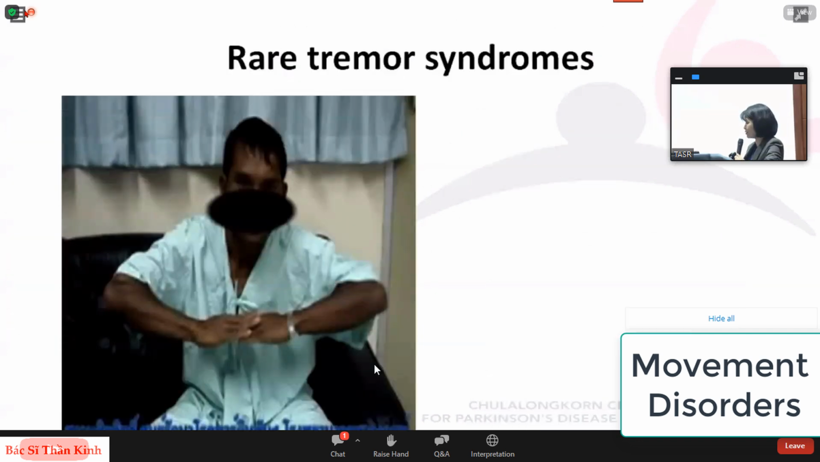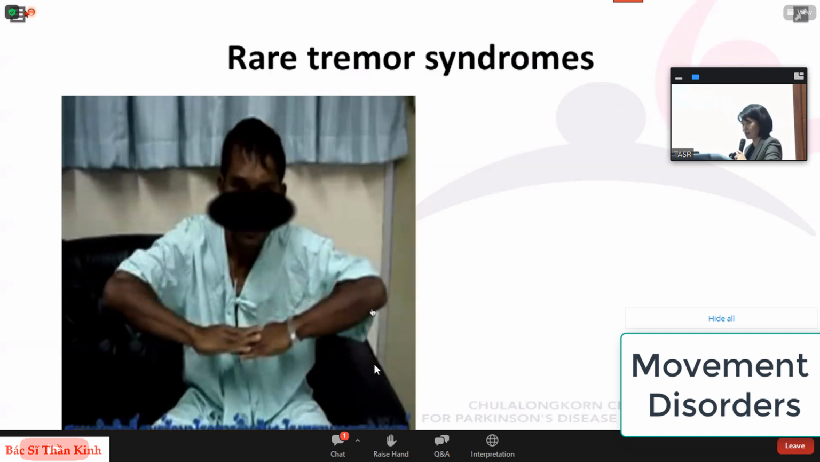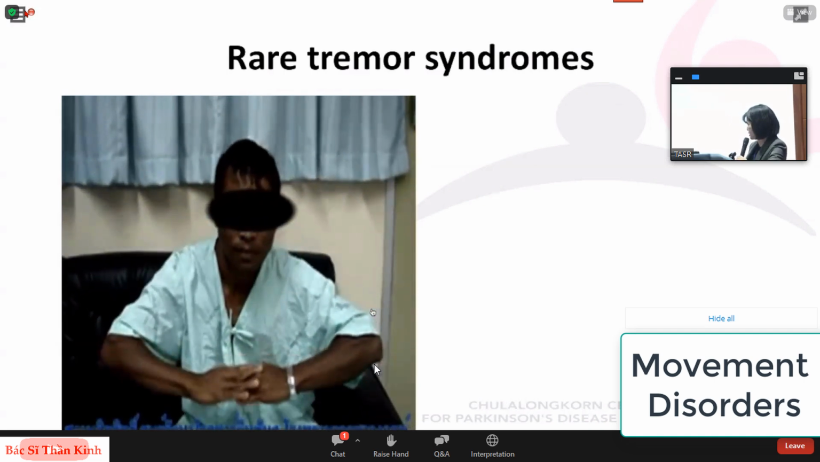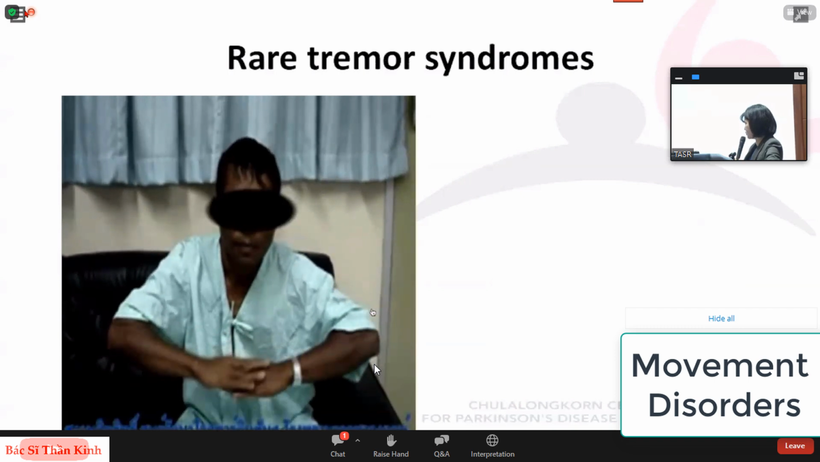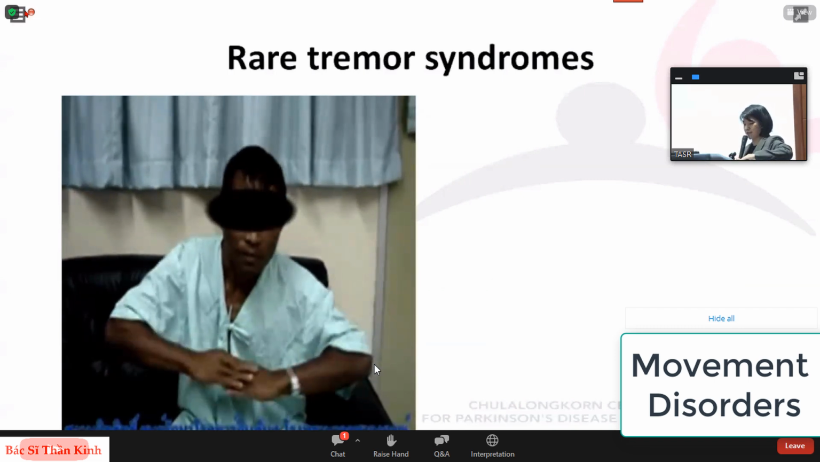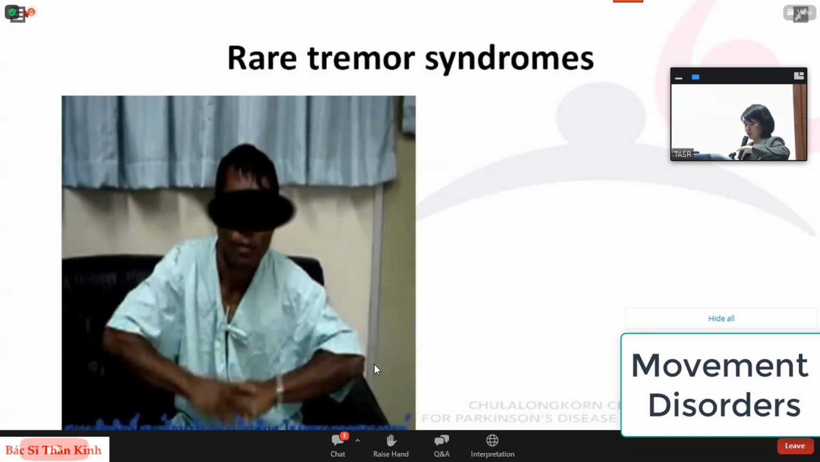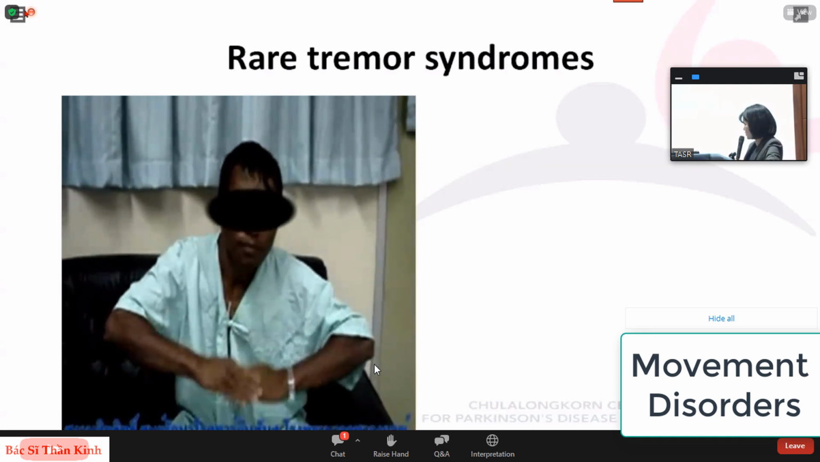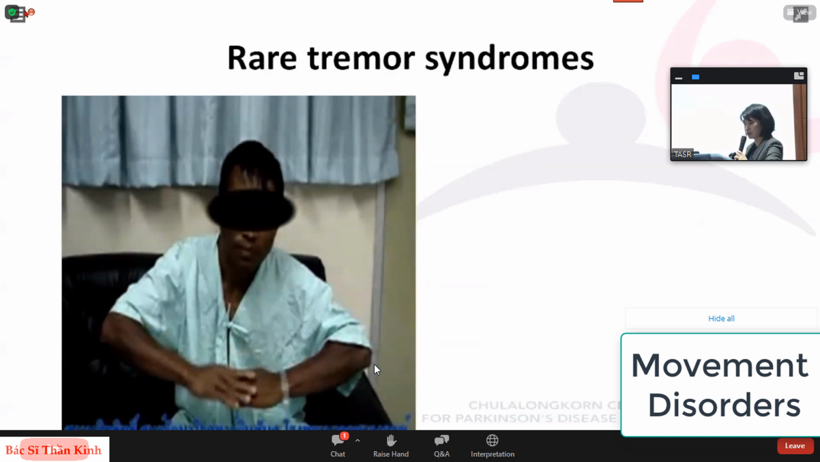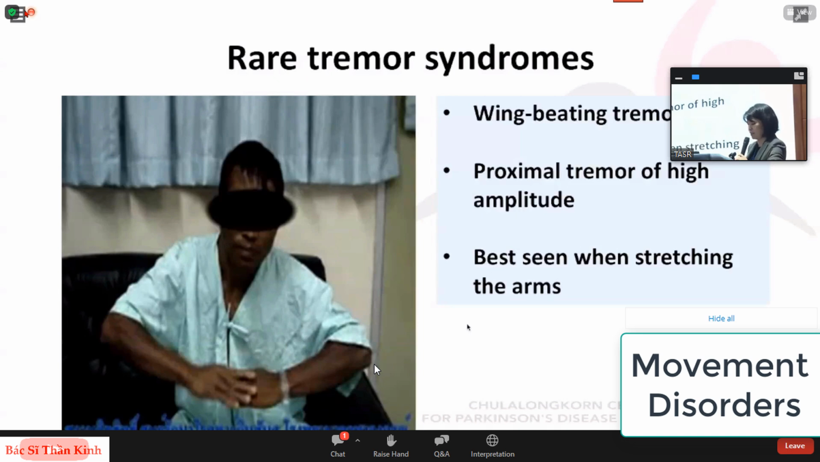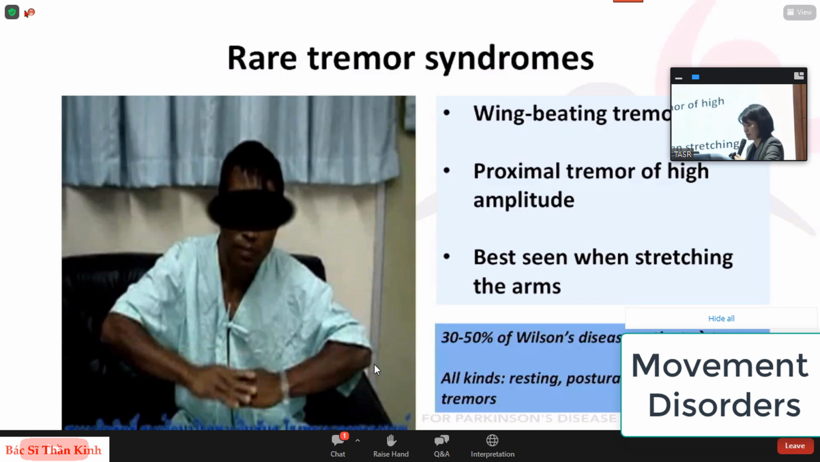Another rare tremor syndrome you will see in this patient. He is in the wing-beating position, like bending your elbow and stretching your arm. And the tremor is of quite high amplitude in the proximal distribution of the arm. This is the wing-beating tremor, which we can see in Wilson disease too, but not all Wilson disease patients have this tremor.